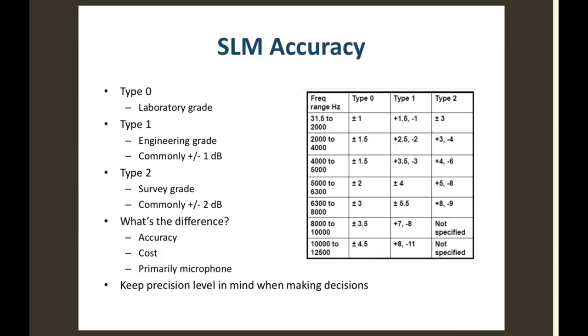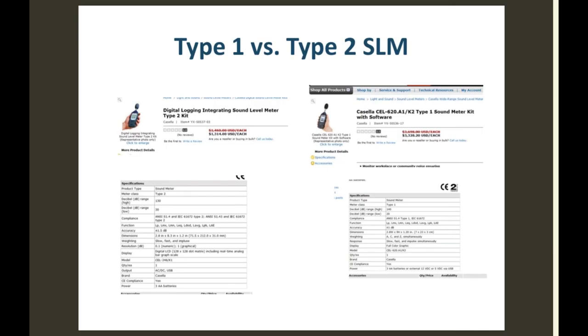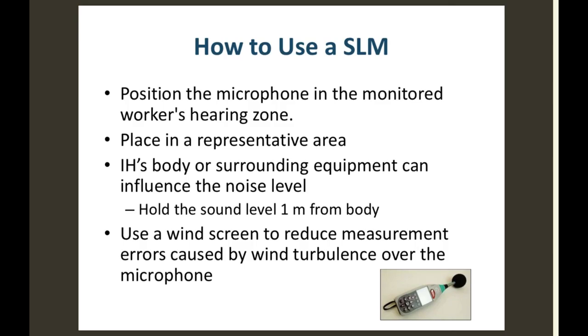Okay, type 1 versus type 2. What do we have in price there? Type 1 is 3000, and type 2 is 1300. I think the prices are much cheaper nowadays than they were then. Okay, so how do we use this thing?